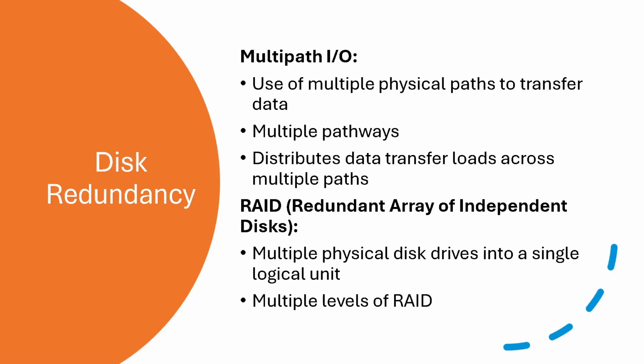Multipath input-output. Multipath I/O refers to the use of multiple physical paths to transfer data between a computer system and its storage device. This approach enhances redundancy and performance. It provides multiple pathways for data to travel between storage and systems, reducing the risk of a single point of failure. It also helps in load balancing by distributing data transfer loads across multiple paths, improving overall system performance.